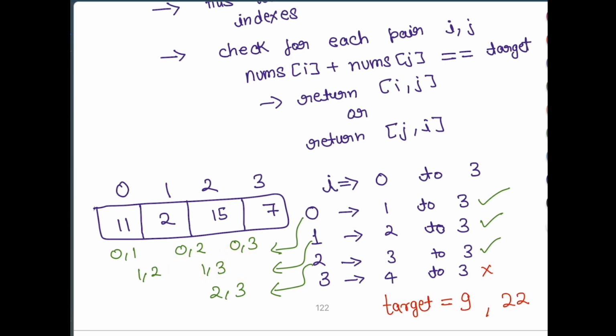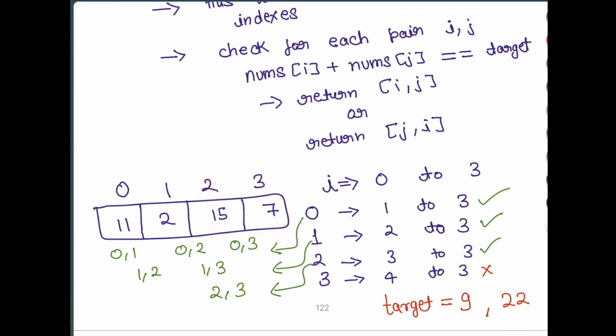Both are valid. Now let us say the target is 22. So the process is not going to change. We will follow the same process. We are going to check each pair, and for whatever pair we get the sum as 22, we are just going to return that pair of indexes. So in this case, the output is going to be 2, 3, because for index 2 and index 3, the elements are 15 and 7. So the sum is 22, which is equal to our target.